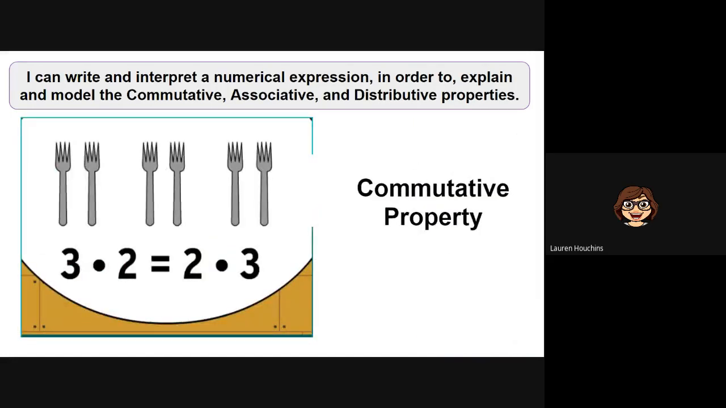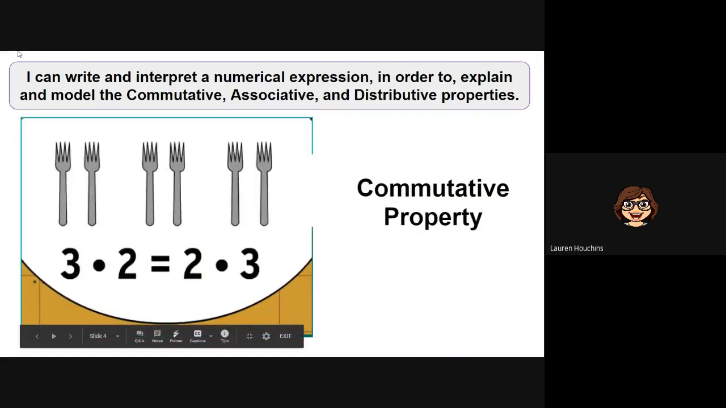Now let's watch a short BrainPOP video about the commutative property.